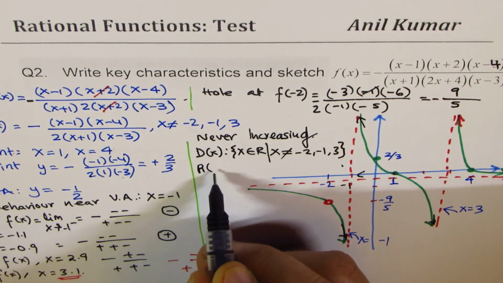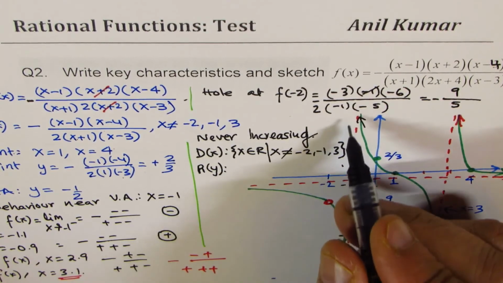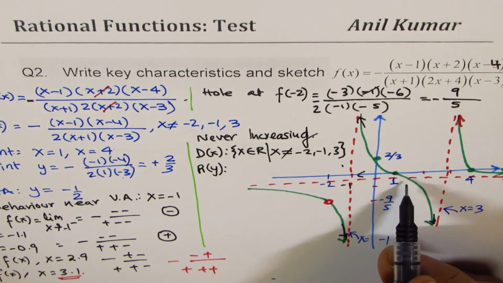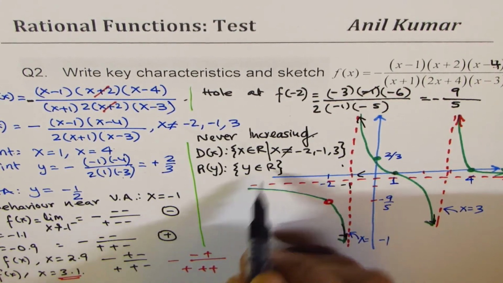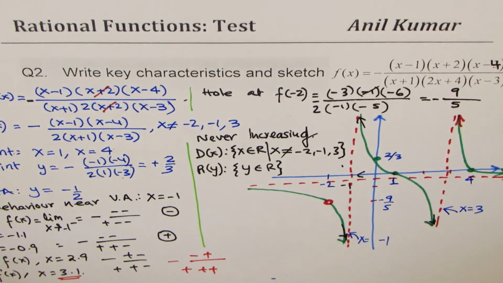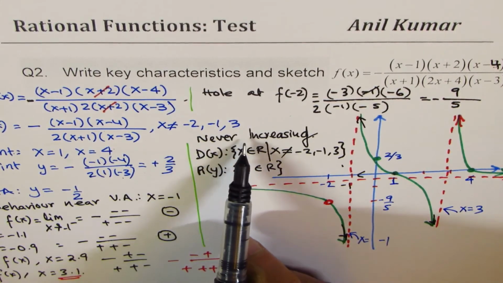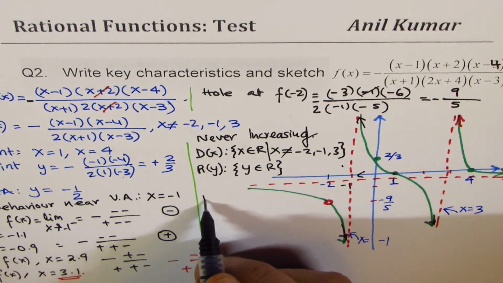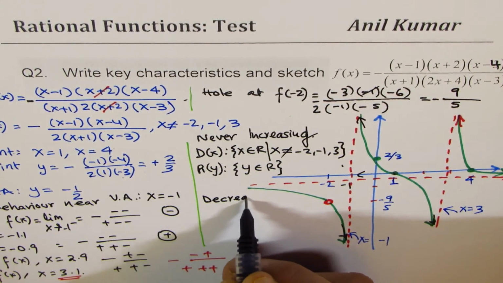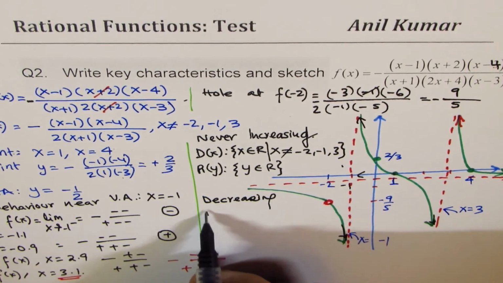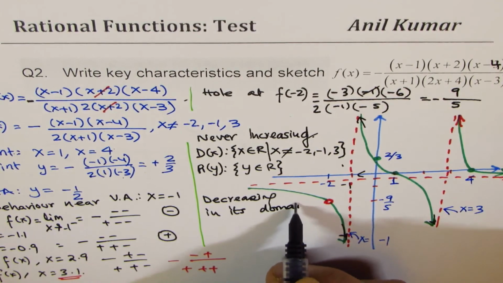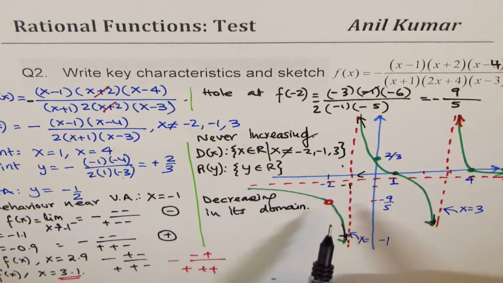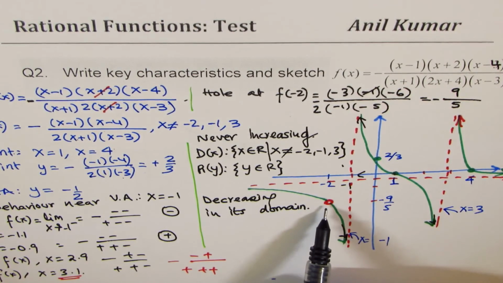As far as the range is concerned, as you can see, the center portion goes through the horizontal asymptote. So the range is y belongs to real numbers. There is no restriction on range. We found that it is never increasing. However, it is always decreasing in its domain. Do you see that? In its domain. That means everywhere except for those restrictions.